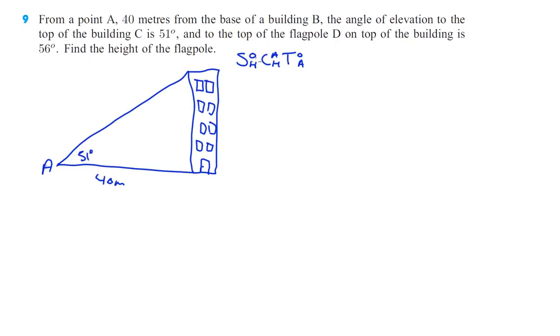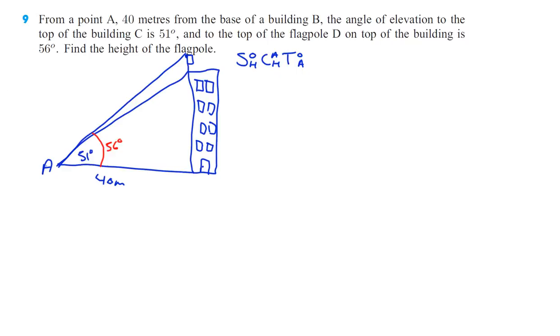And the angle to the top of the flagpole D on top of the building is 56. So then you have to assume there's a little flagpole here. And they're saying that this angle here is 56 degrees. It's a little harder to see. Okay, find the height of the flagpole.